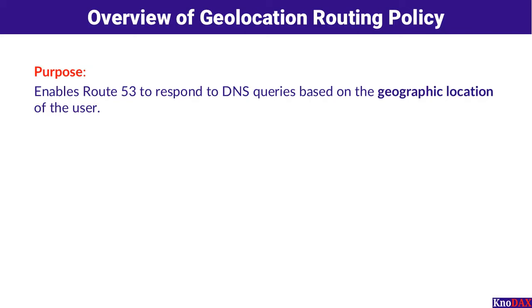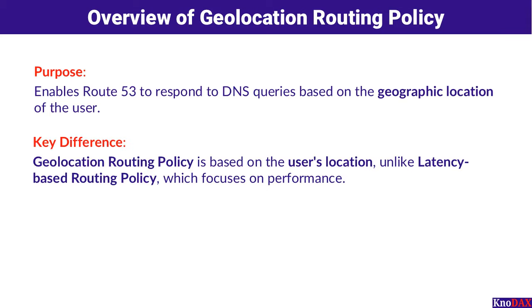Let's start by understanding the geolocation routing policy in Amazon Route 53. This policy enables Route 53 to respond to DNS queries based on where the user is located geographically. One key difference between the geolocation routing policy and the latency-based routing policy is that geolocation routing is based on the user's physical location, not performance.